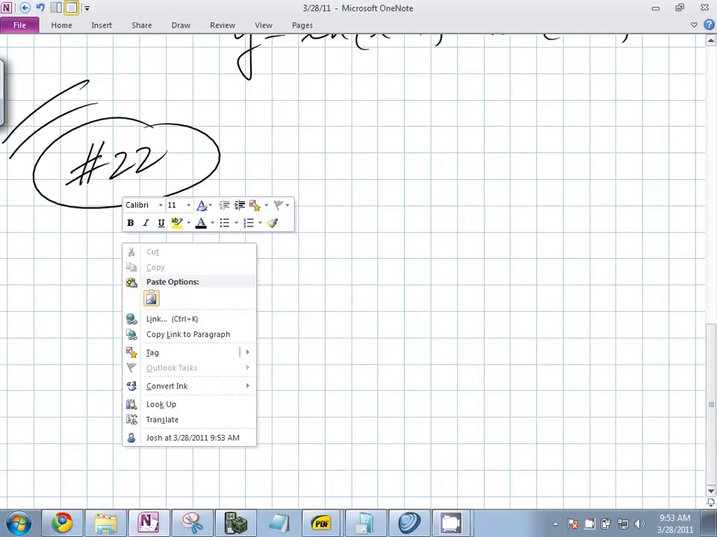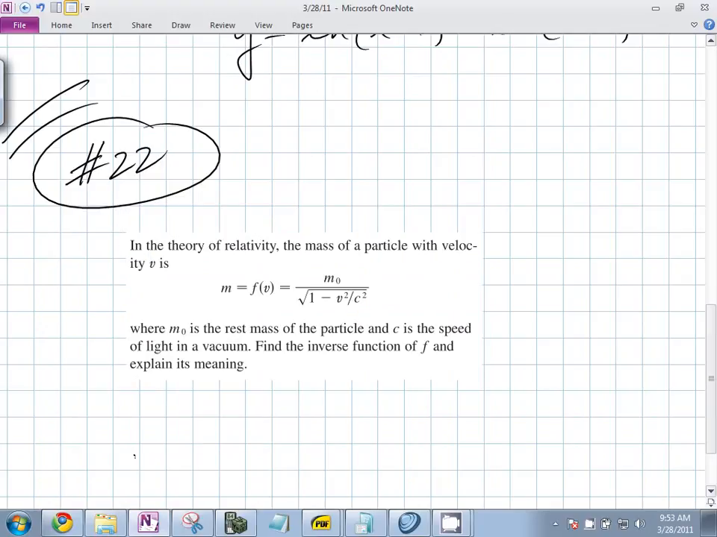Okay, that's fine. In the theory of relativity, the mass of a particle with velocity v is m naught over the square root of 1 minus v squared divided by c squared, where m naught is the rest mass of the particle and c is the speed of light. What does it mean by rest mass? Can anybody explain that to me?